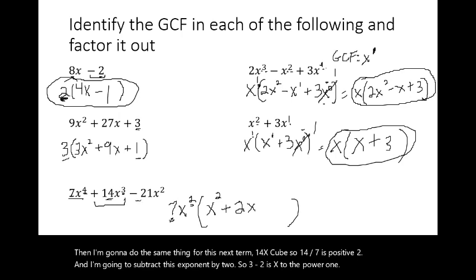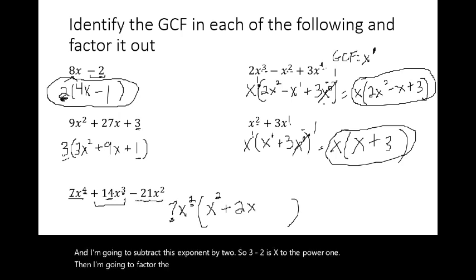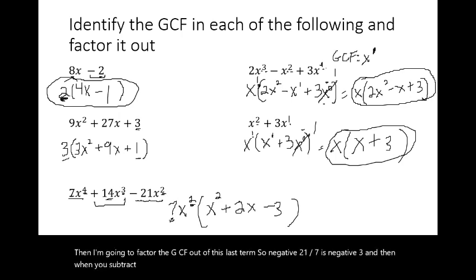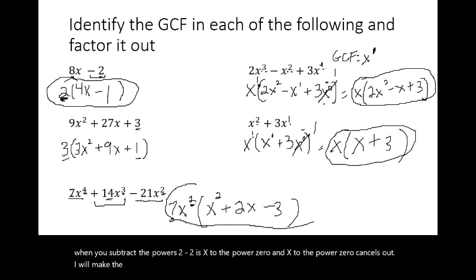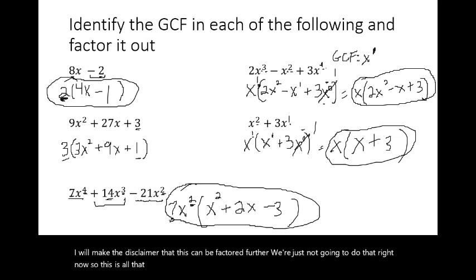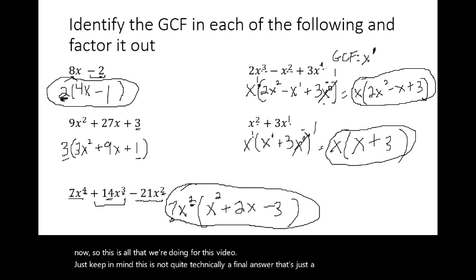Then I'm going to factor the GCF out of this last term. So negative 21 divided by 7 is negative 3. And then when you subtract the powers, 2 minus 2 is x to the power 0, and x to the power 0 cancels out. Now I will make the disclaimer that this can be factored further. We're just not going to do that right now. So this is all that we're doing for this video. Just keep in mind, this is not quite technically a final answer. This is just all we're doing in this particular video.